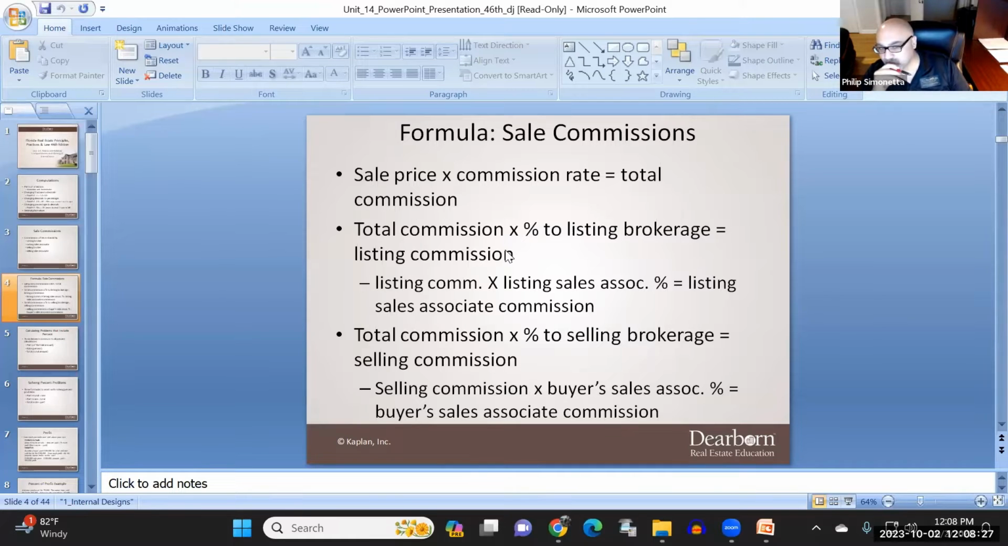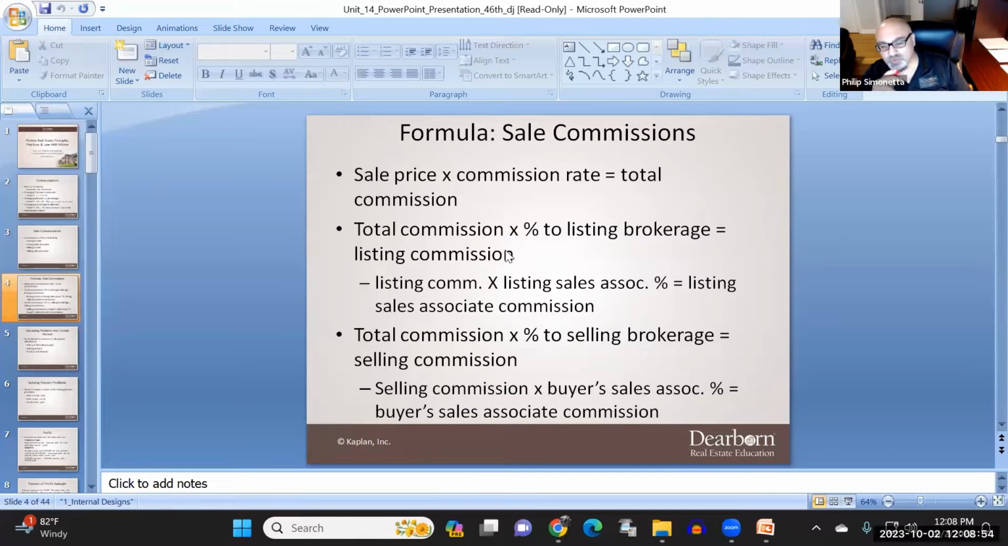So if you have a sale price of $100,000 and a commission rate of 6%, the total commission would be $6,000. Then you take the total commission times the percent that goes to the listing brokerage, and the total commission times the percent that goes to the selling brokerage. I'm sorry, sales price times commission rate is the total commission. So 100,000 times 6% is 6,000. So the commission total is 6,000.